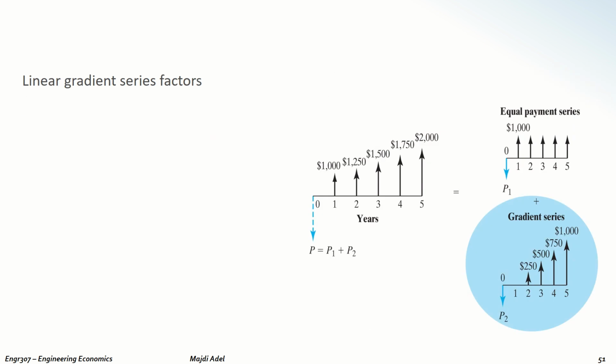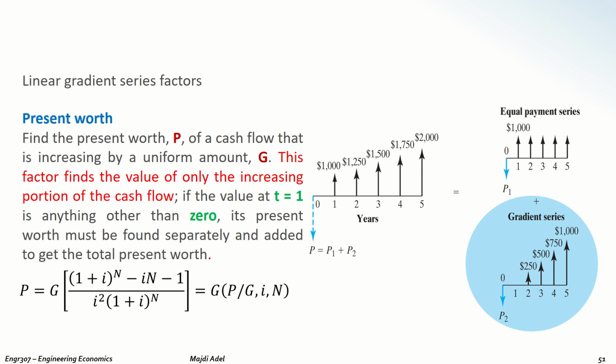Now we come to the formulas of the linear gradient cash flow. In the linear gradient cash flow, I have, let's say, three factors. Two of them are presented in the textbook, and the third one I added to the slides to know about this formula. The first factor is the present worth. Present worth means given G, I and N, calculate the present value of the gradient. And this formula applies only for the gradient part of the cash flow.